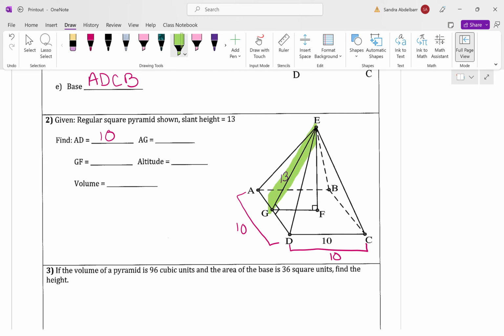Well, do we all agree that EG is a slant height? And now the slant height is not only perpendicular to the base, what else does it do? It is the perpendicular bisector of that base. So if all of AD is 10, it's going to become 5 and 5. So AG is 5.